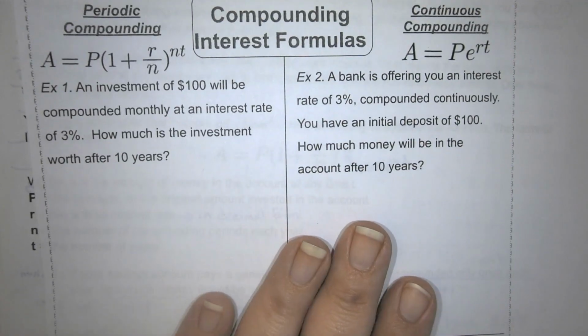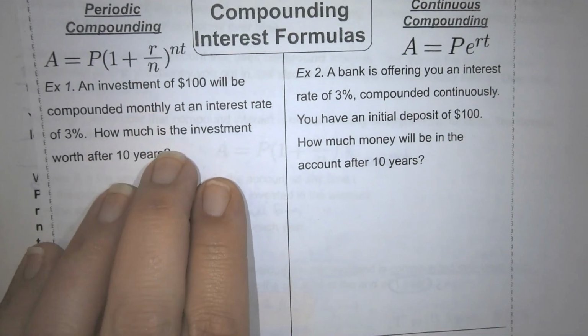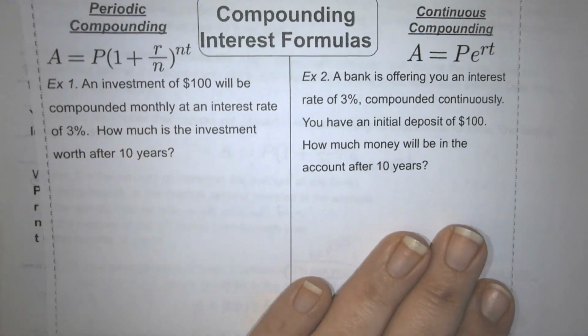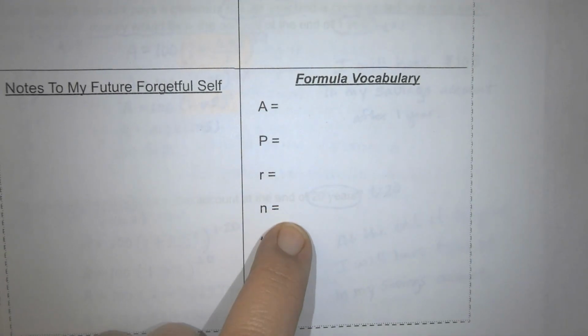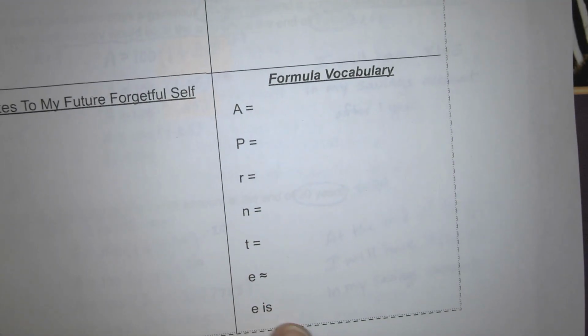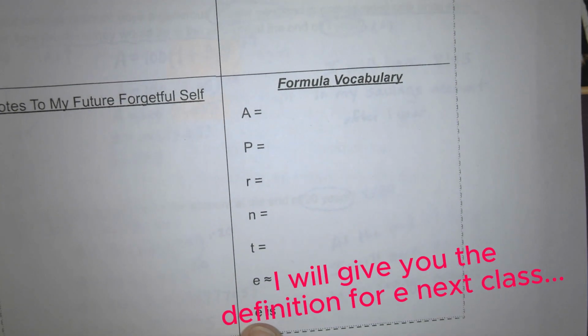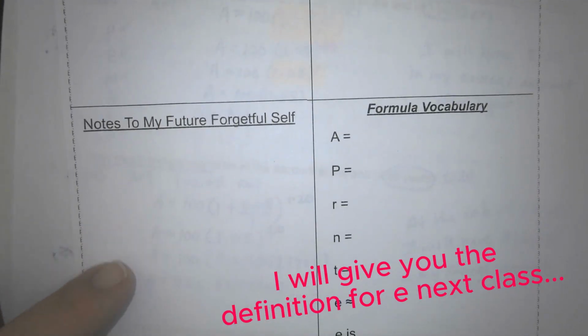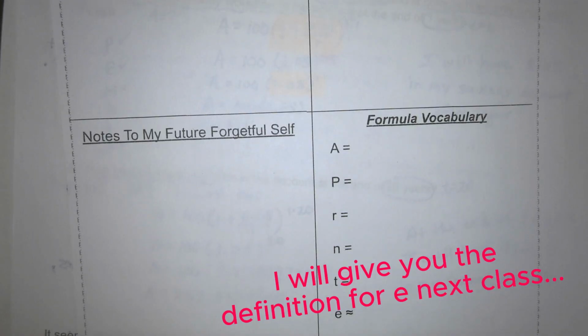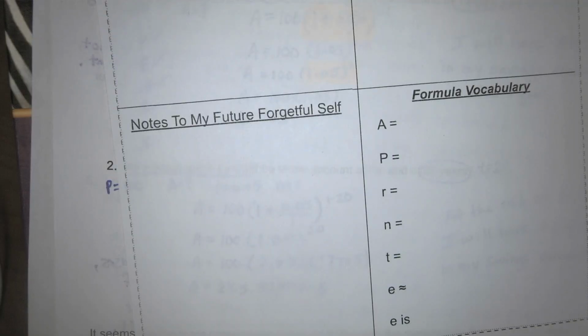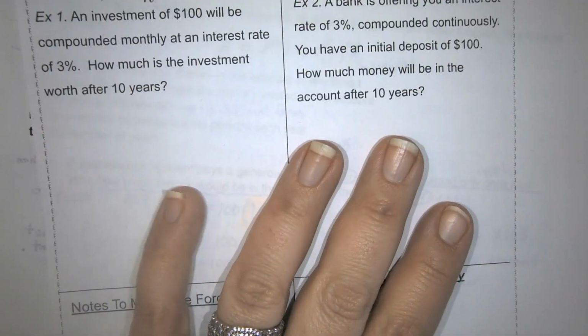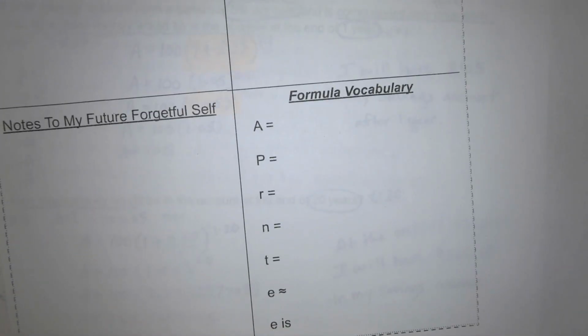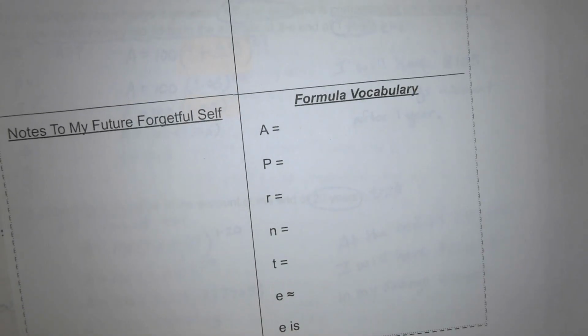You're going to give yourself 2 examples, one using this formula, one using this formula, and then down here you can define what each of the letters are. I will give you the definition for E right now, and then you can fill in any other notes you want to write to your future forgetful self. So you may want to consider thinking about some of the things that we worked through this packet that you might want to add in there that are not either covered in these 2 examples or in this side over here where the vocabulary is.